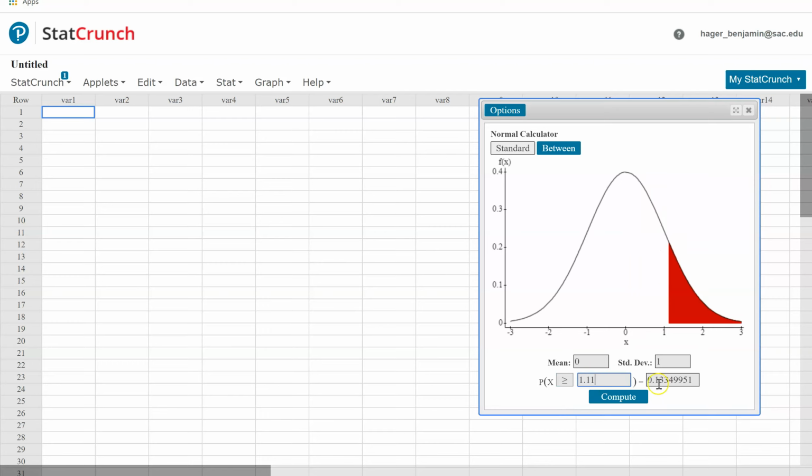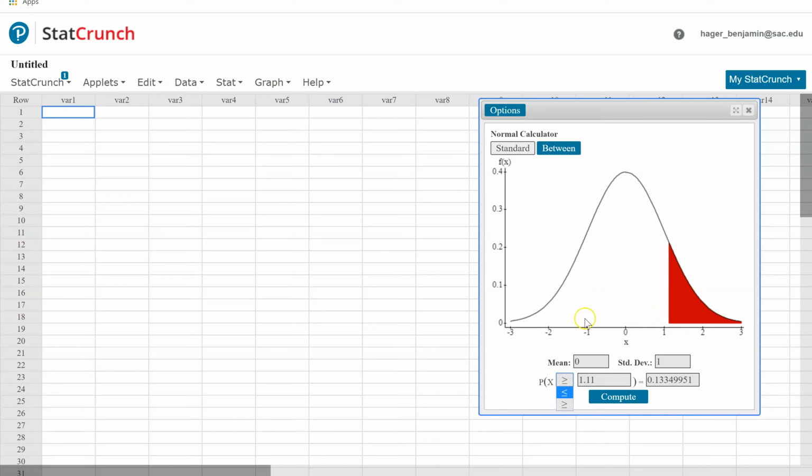There's the probability, 0.1335 if I round it. Don't get hung up on the fact that this has greater than or equal to, whereas on our notes it has only greater than or less than. Remember, technically, we don't talk about the area exactly at 1.11.